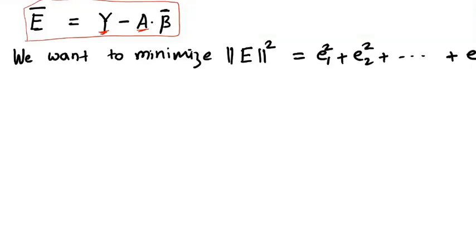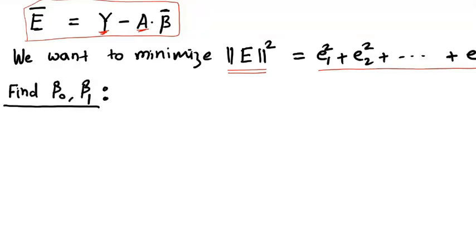Now the target was to minimize the norm, or norm square, of this error vector. If you take the norm square, it is the individual values of those errors squared and added together. So that will be my error square. Now what is my target? My target is to find the values of beta 0 and beta 1 such that this error square is minimized.